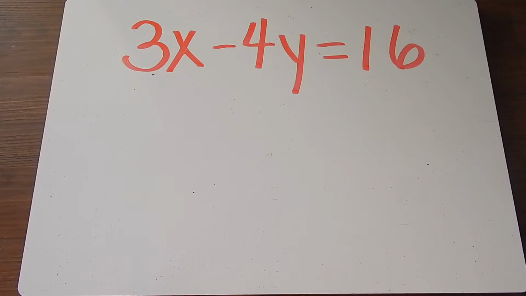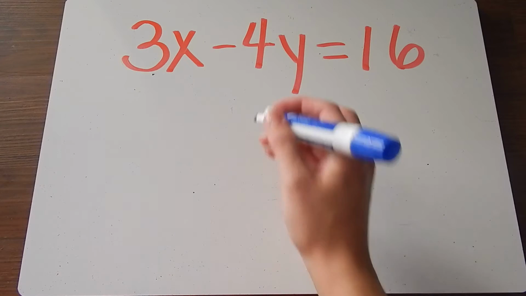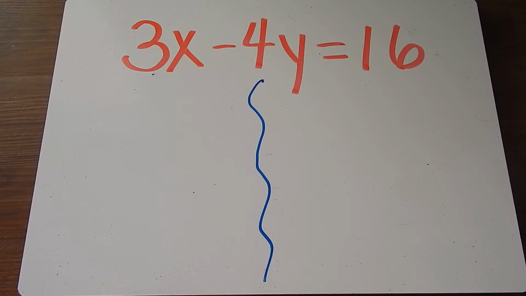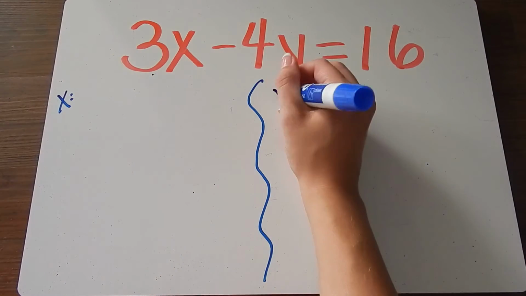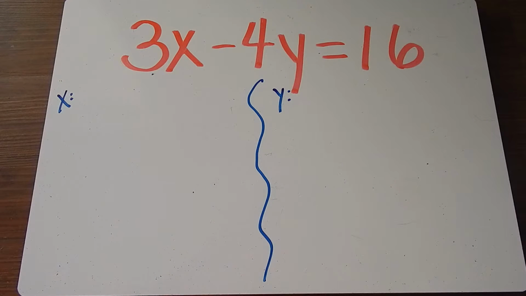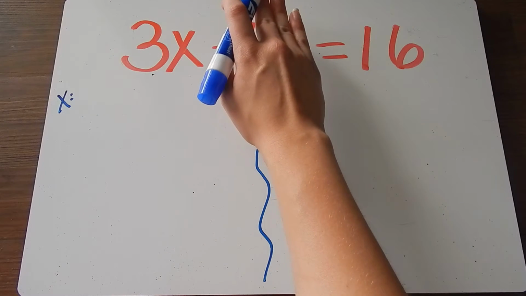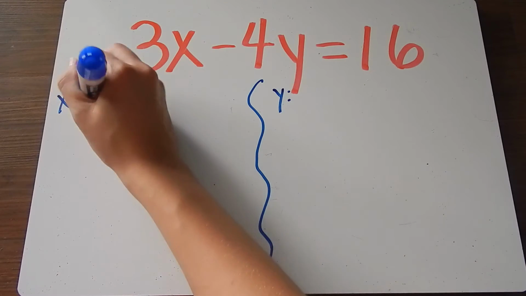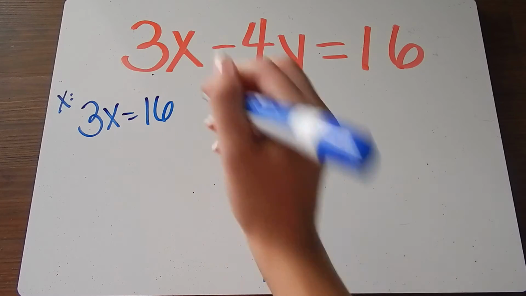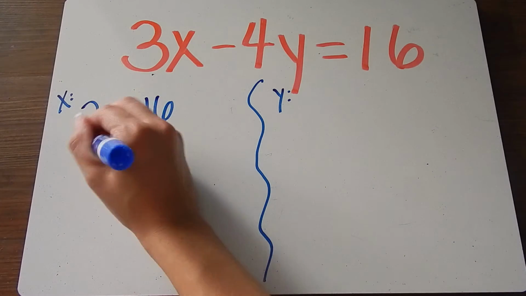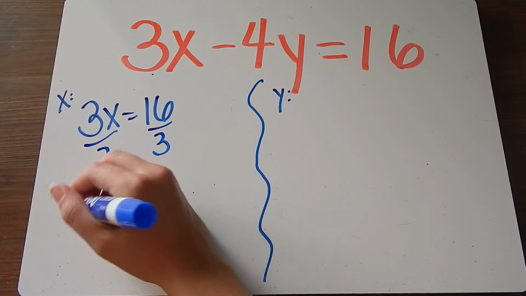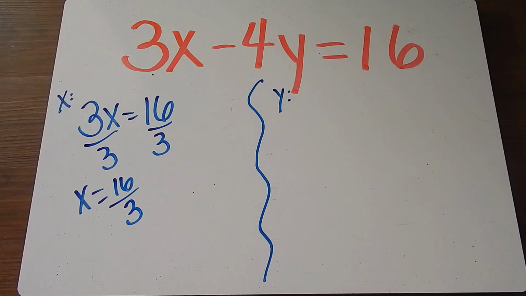Here's our next example. I'm just going to use the cover-up method because I think it's easier. So let's divide this in half so we can do our x over here and our y over here. Okay, so using the cover-up method to find our x-intercepts, we're going to cover up the y's. So I'll cover up the y here, and my equation says 3x equals 16. To get x by itself, I want to divide both sides by 3. X equals 16 over 3. That's not a whole number, so I'm just going to leave it as a fraction.